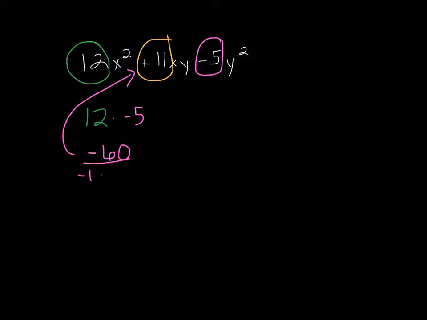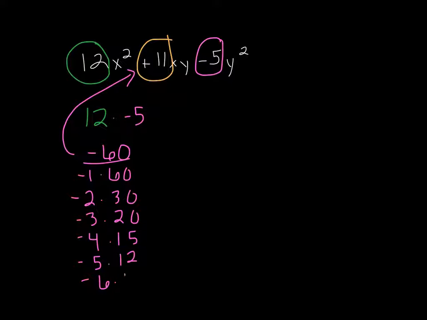So you have -1 times 60, -2 times 30, -3 times 20, -4 times 15, -5 times 12, and negative 6 times 10.